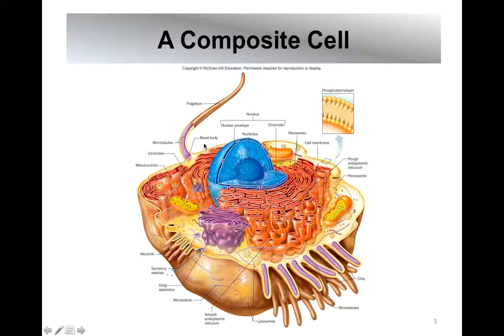Composite cell. Composite cells aren't really cells. There's no cells that look like that. The composite cells just show all the possible organelles that you would find. So this is a composite animal cell. So this is showing the flagellum and the nucleus, Golgi apparatus, cilia. So this is all the different things that could be on an animal cell. There are no animal cells that have all of these.